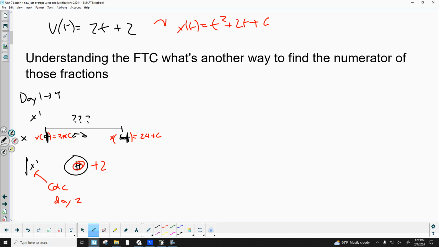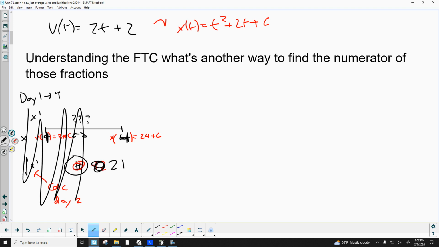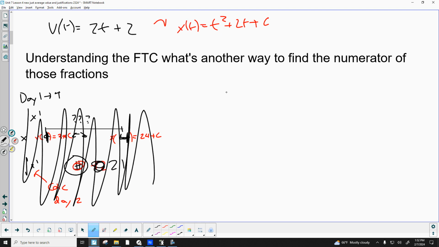Cool. Now, what I need us to do sometimes moving forward is to be comfortable with getting this answer 21 without showing all of this work. You know, if I just ask you, hey, what's the accumulation of 2t plus 2 from 1 to 4? You first ask me this question. You should always ask this question from now on. What's the first question you should ask me if I ask you, what is this?